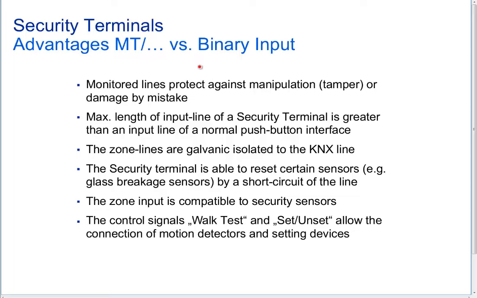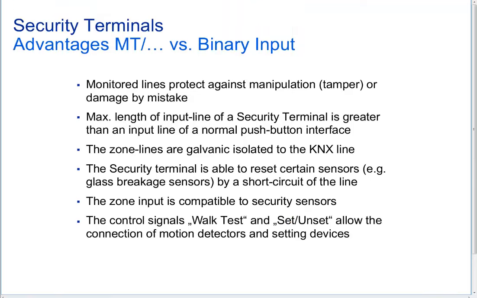At first, the differences with the security terminal: we can connect all of our intrusion alarm sensors, magnetic contacts, smoke detectors, water detectors, glass break detectors, everything, and we can monitor if someone maybe cuts the cable or manipulates it via the end-of-line resistor. And we have the galvanic isolation between KNX and our inputs. That's the next difference from a binary input. And we have another kind of signals also via the relay outputs. We can send a signal, walk test or set/unset, maybe to a standard motion detector, for example, for testing and for using the alarm memory inside.